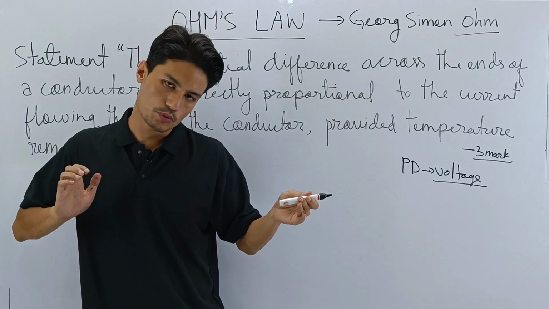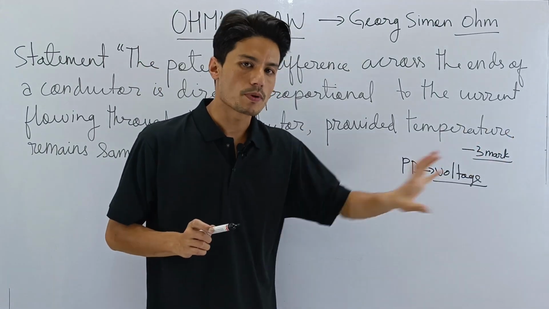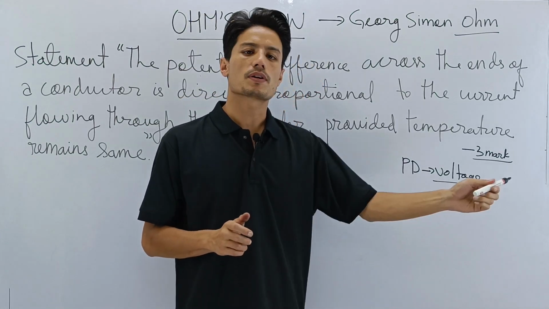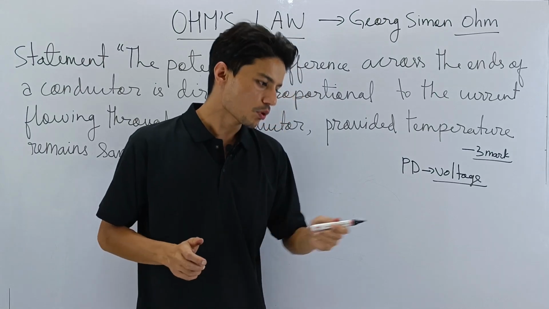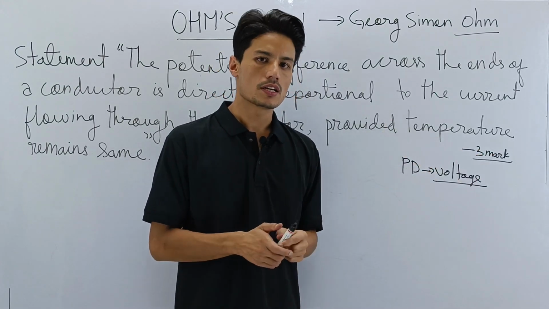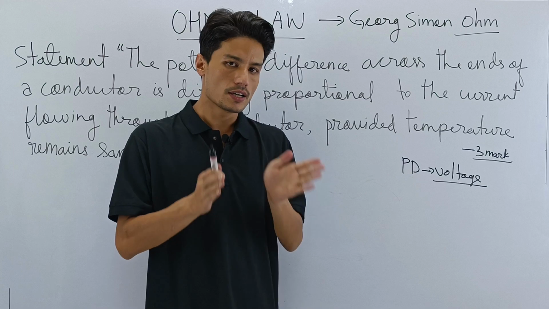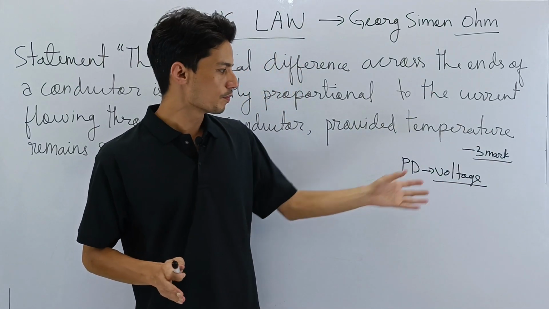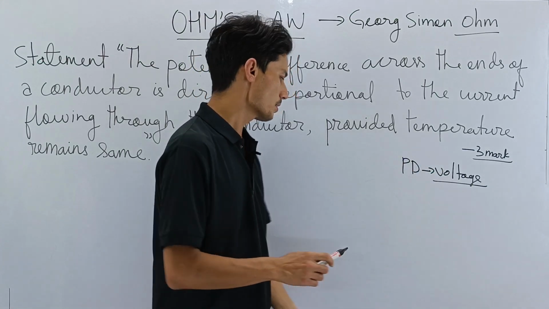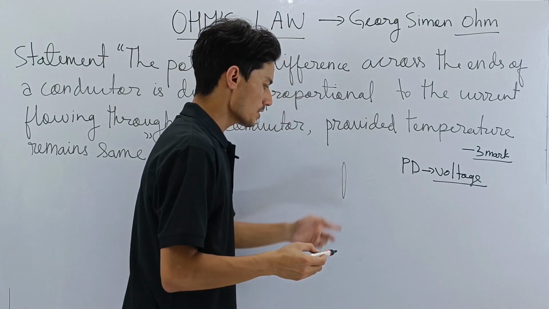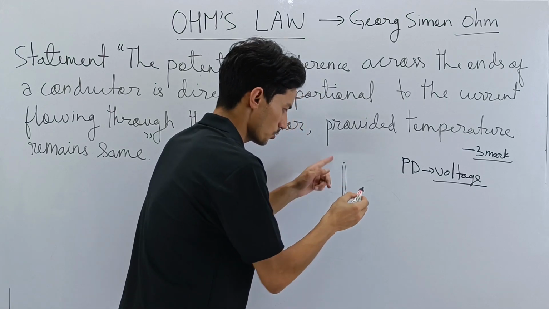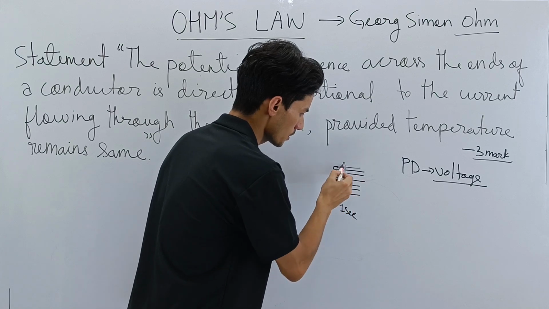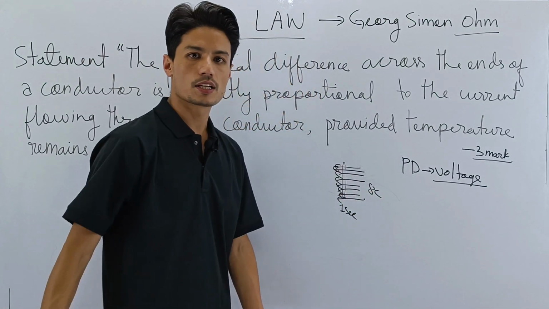If the push is strong, then more current will pass through. If the push is slow or less, then less current will pass through. Less charge passing through means less current. More charge passing through means more current. So there is a direct relationship between potential difference and current. For example, suppose in 1 second, through this wire, through this area, 1 2 3 4 5 6 7 8 charges are flowing in 1 second.